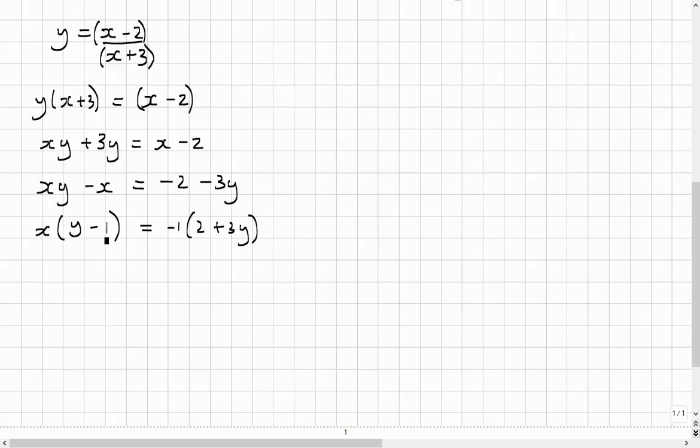Okay, so we're still trying to get x equals, and we're nearly there. We've got it to this point, and we can divide through by y minus 1. So now we've got this.